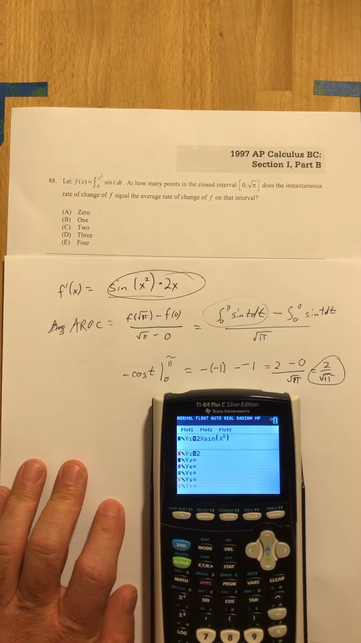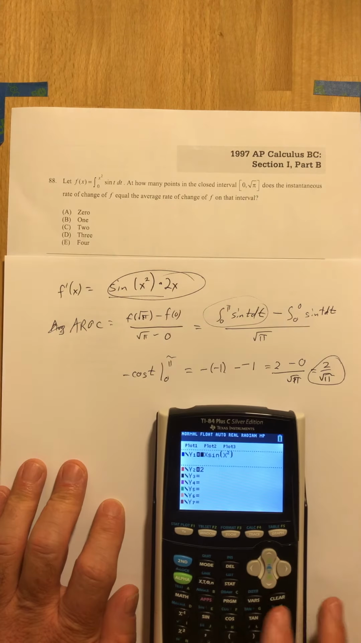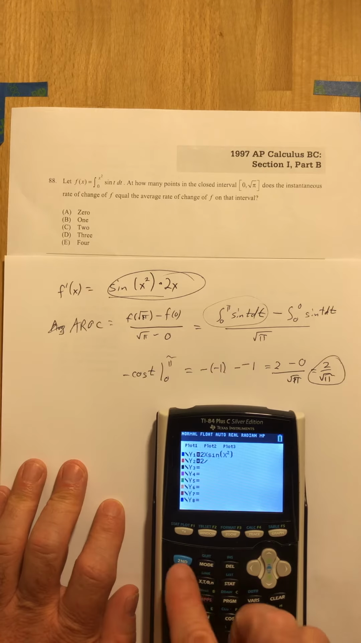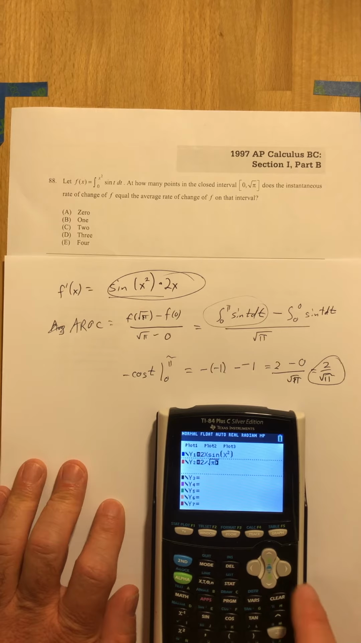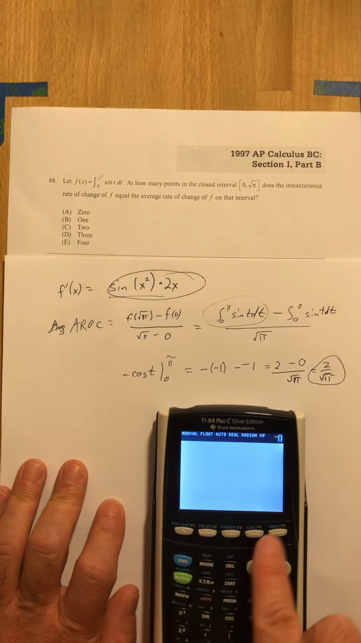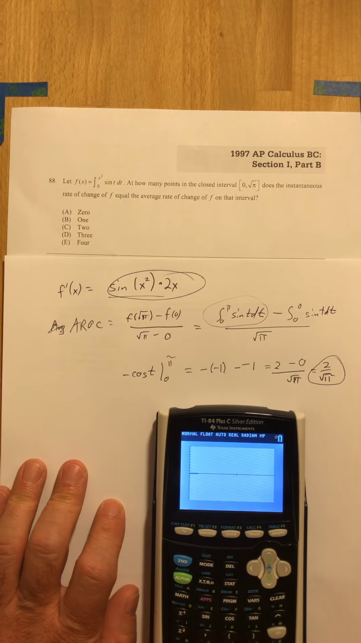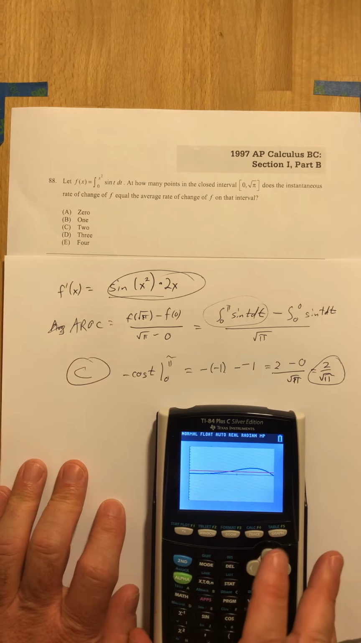And this you do need your calculator for. So I type that in as two different functions. The second one is 2 divided by square root of pi. I've got a specific window that I've already typed in ahead of time. And this is the graph that I see. The blue graph here is the instantaneous rate of change function, and the red graph is the average rate of change. And it looks like there are two intersection points, so I'm going to say C for 88.